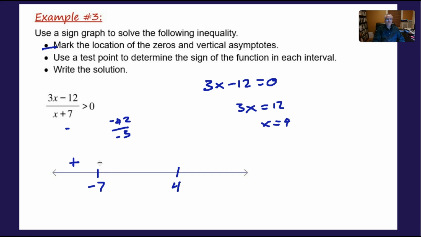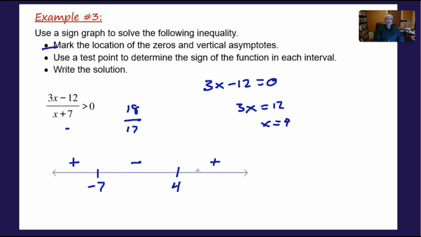All right, a good number to put in between negative 7 and 4 is 0. So when I put 0 into the function, in the numerator, we have 3 times 0, which is 0, minus 12. So we have negative 12. In the denominator, 0 plus 7 is 7. Negative 12 over 7 is a negative number. And finally, I'm going to put in a number greater than 4. How about positive 10? When I put in positive 10 into the function, let's see what we get. So this would be 3 times 10 is 30, minus 12 is 18. 10 plus 7 is 17. A positive divided by positive is a positive.